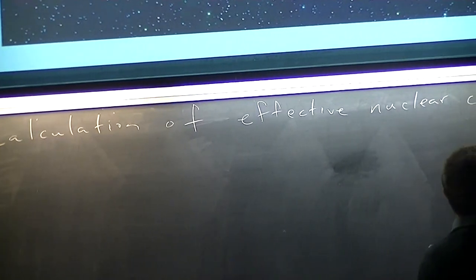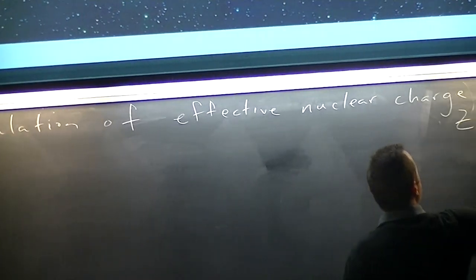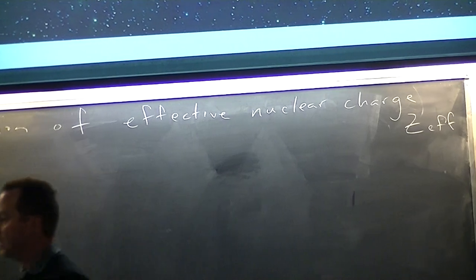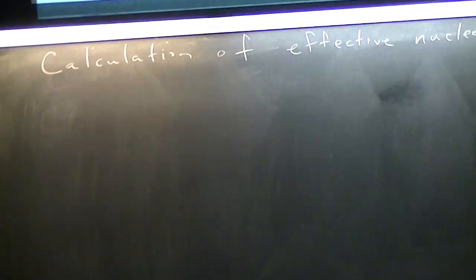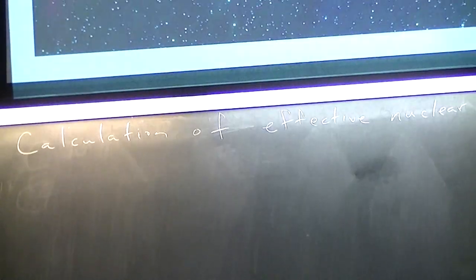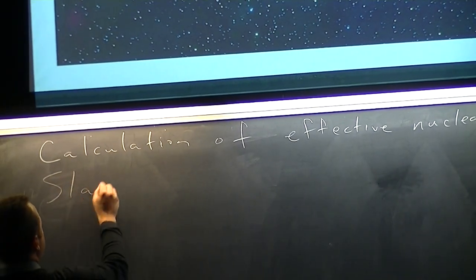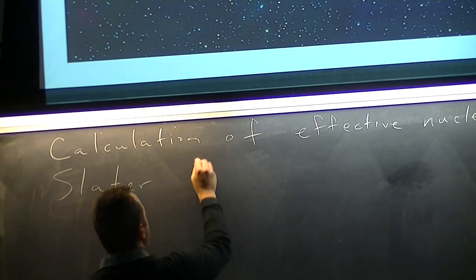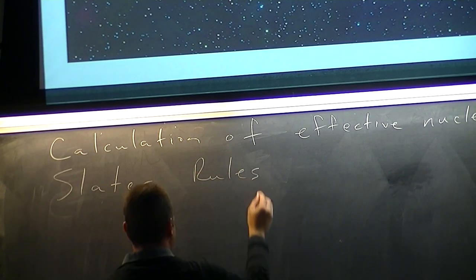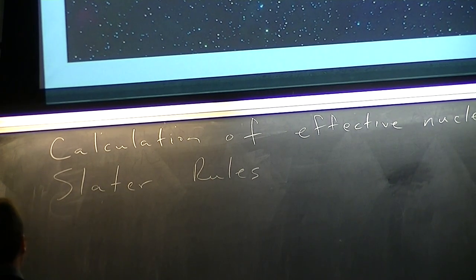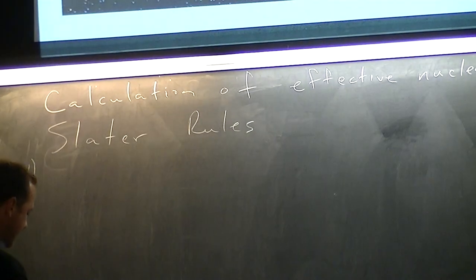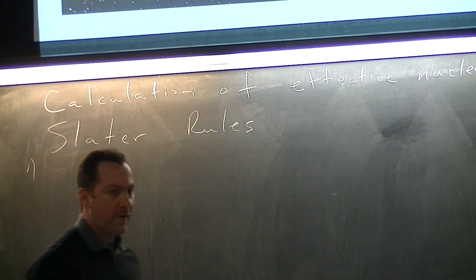We're going to call that. And the calculation of the effective nuclear charge is done by following the Slater rules. And I think that there are 6 rules that you need to follow.